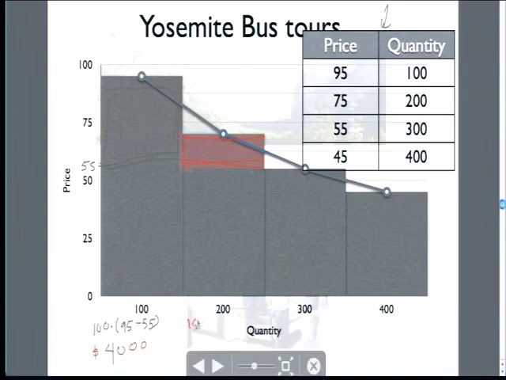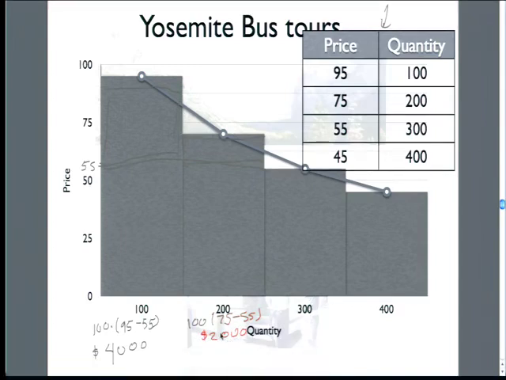All right, so for the second 100 people, they were willing to pay $75 for their bus trip, but they only had to pay $55. And so that's $20, so there's $2,000 in consumer surplus for those people. So we have $6,000 in consumer surplus in this graph.